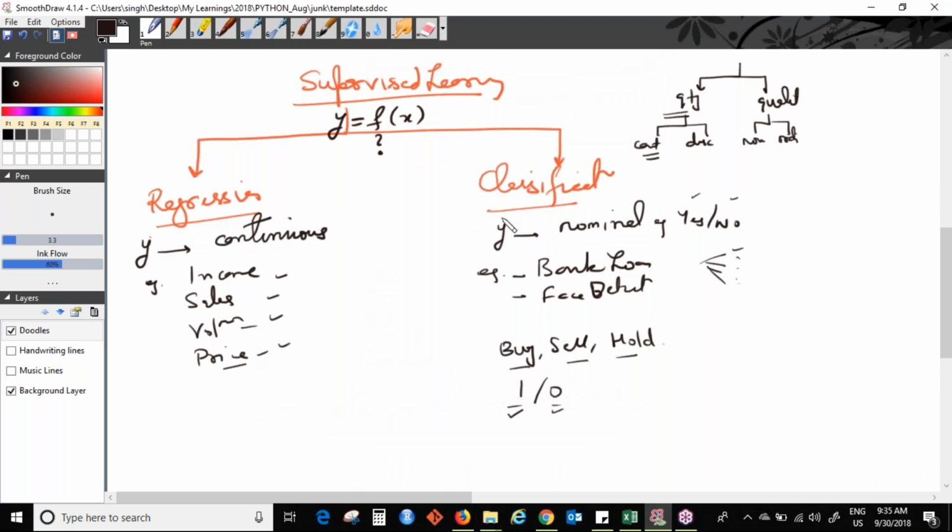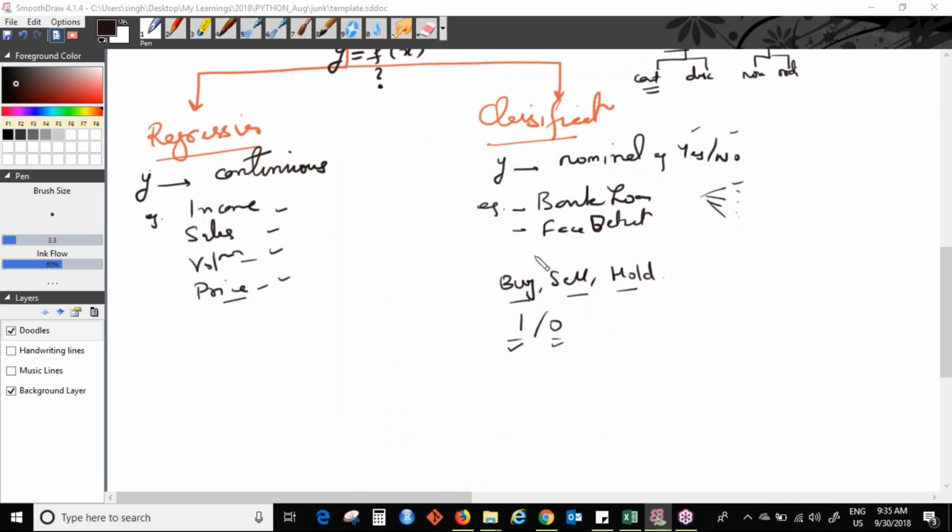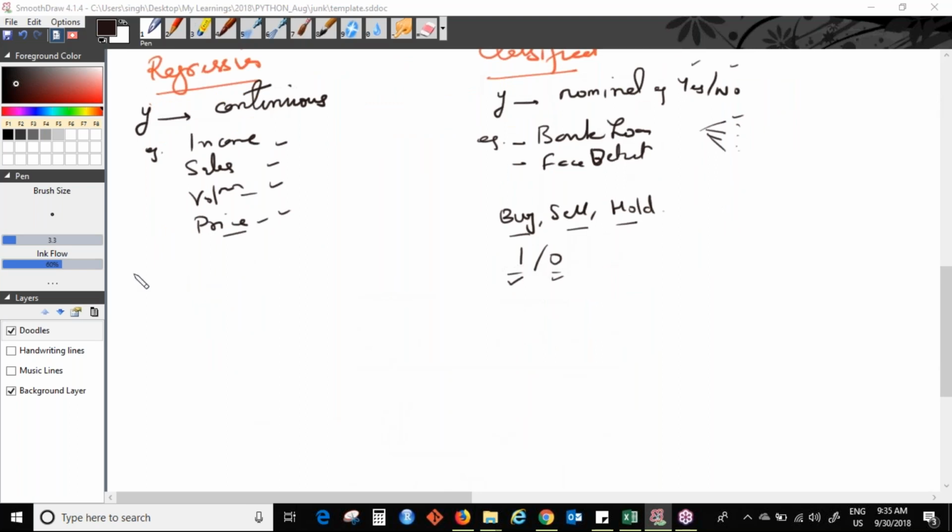Now why are we learning them separately? Because we have different algorithms for them, and they work in different ways. We take a separate approach for a regression problem and a separate approach for a classification problem. The first algorithm that we'll be learning today is linear regression. Linear regression is one of the algorithms used for regression. As the name suggests, it is used for regression problems in supervised learning.